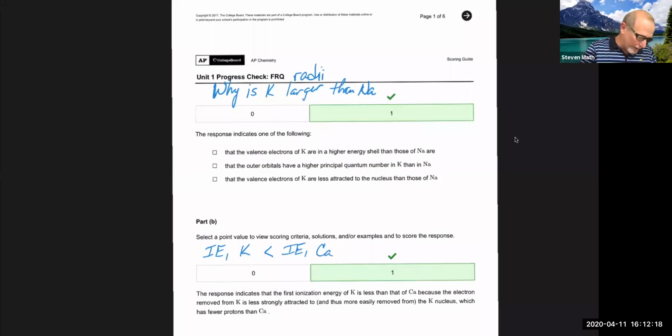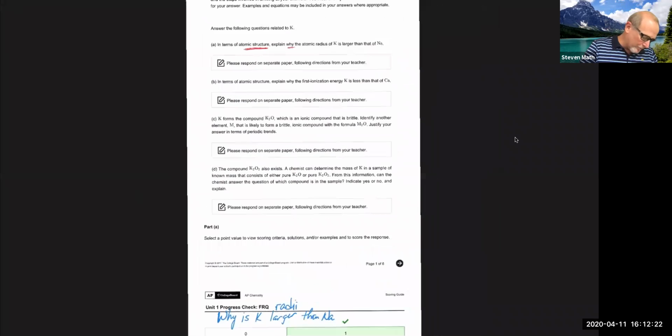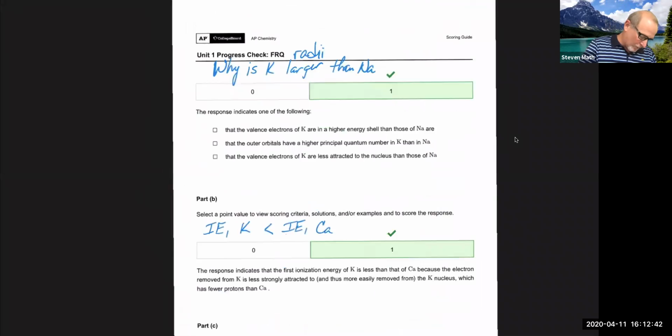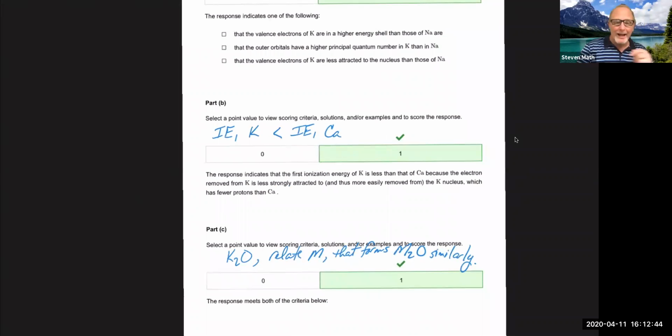Now, the second question asks us, I'm going to pull back and say, in terms of atomic structure, explain why the first ionization energy, i.e. IE1, of potassium is less than that of calcium. Now we're no longer dealing with a group, but now we're dealing with a period. So why is IE1 of K less than IE1 of Ca?